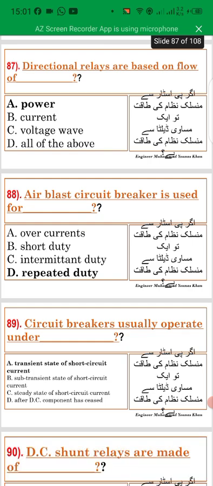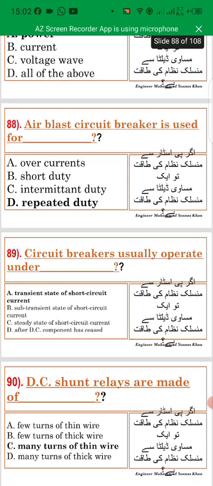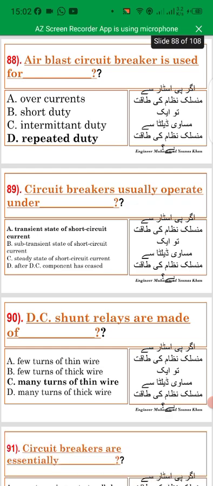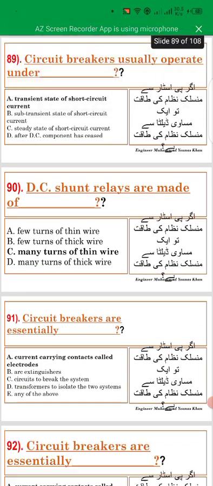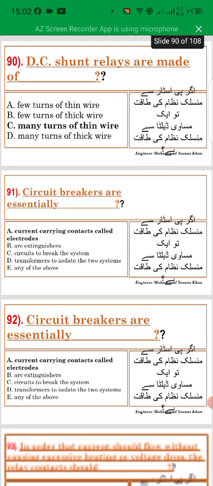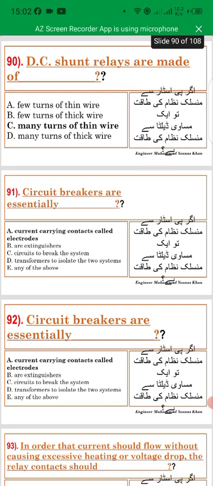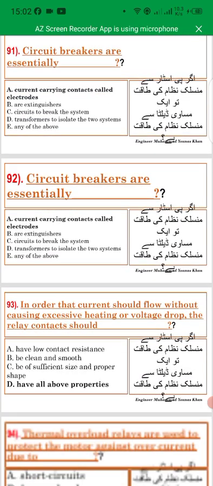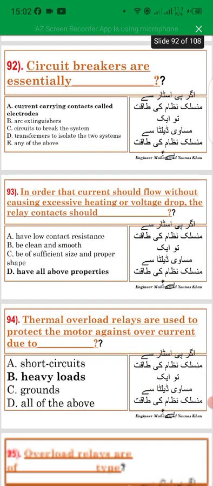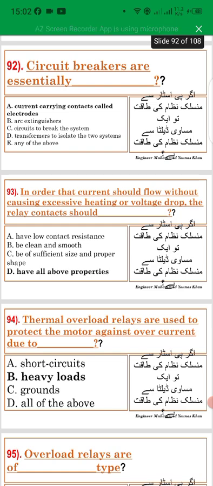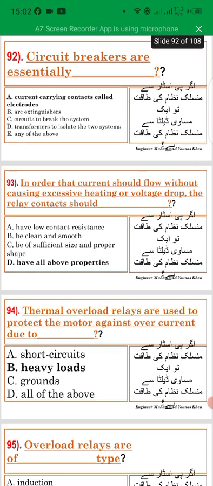Directional relays are based on flow of power. Air blast circuit breaker is used for repeated duty. Circuit breakers usually operate under transient state of short circuit current. DC shunt relays are made of many turns of thin wire. Circuit breakers are essentially current carrying contacts called electrodes.